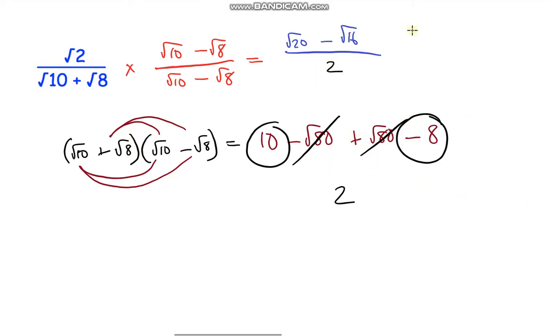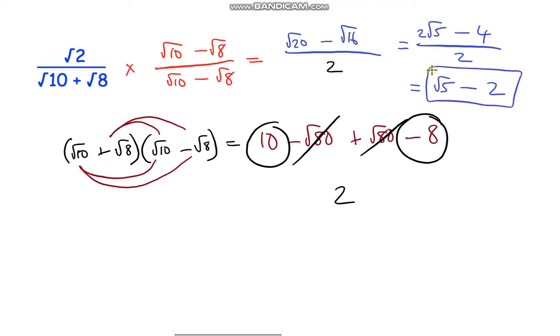Okay, now let's simplify. So root 20, that's the same as 2 root 5. Because root 20 is the same as root 4 times root 5. And root 4 is 2, so that's 2 root 5. And then root 16 is just 4. All of that over 2. Now we can divide the top and bottom by 2. So we'll be left with root 5 minus 2. We could write over 1, but we don't need to write that 1 in our denominator. So that is our final answer.